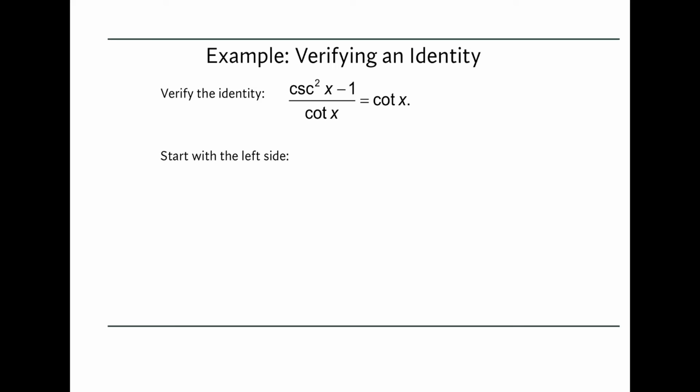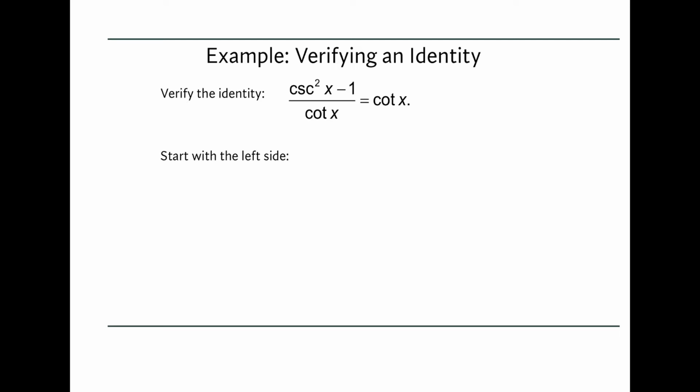All right, so here's an identity that we want to verify that it is indeed an identity. And so we're going to start with the left-hand side. Usually we want to start with the more complicated side and try to uncomplicate it. That's easier than trying to uncomplicate something that's simplified, right? So we're going to start with the left side.